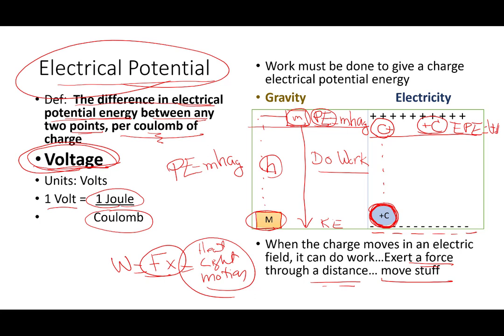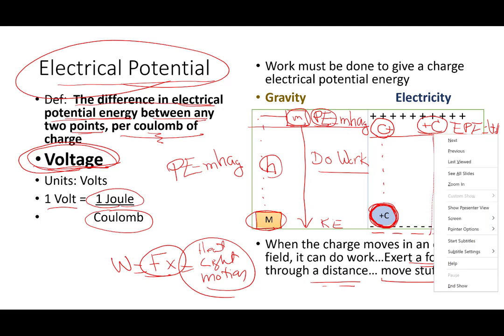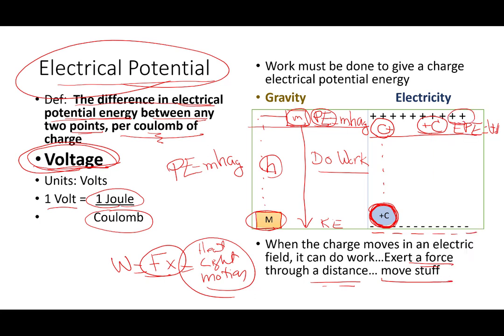If I let it go and it goes whoop, because positive charges want to move towards negative charges, as it moves from here to there, it can do work. And the work that it does can be producing heat or light or motion. And those moving charges can then transform one form of energy, potential energy, into other forms of energy.